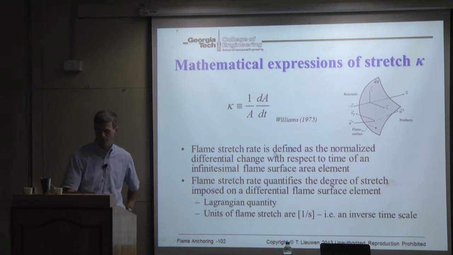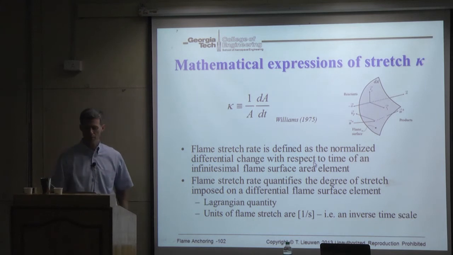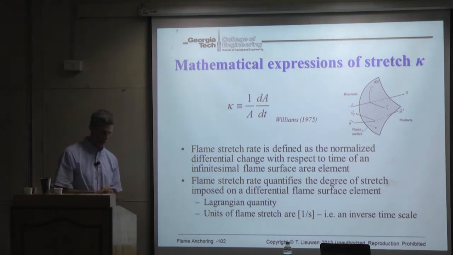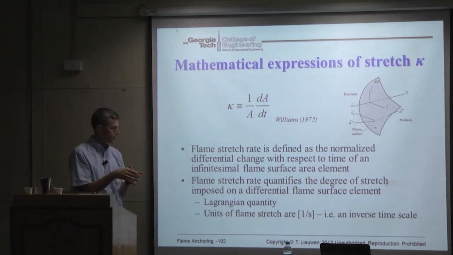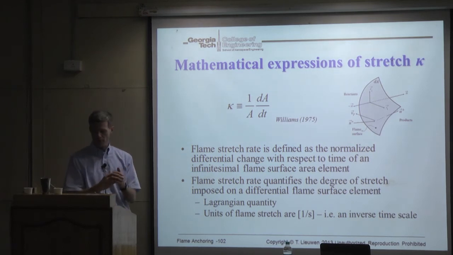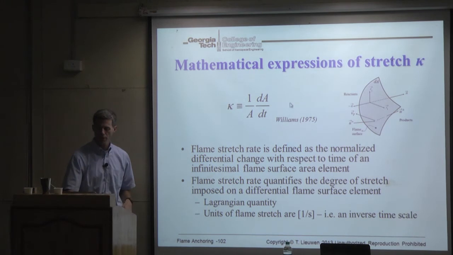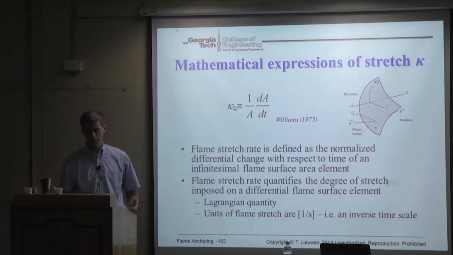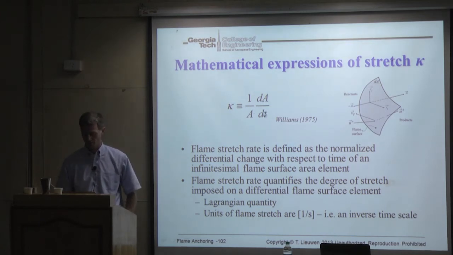It says flame stretch rate is defined as the normalized differential change with respect to time of an infinitesimal flame surface area element. So in other words, if you take a flame surface element and you just watch how that flame surface area is either pulled apart or contracted, the 1 over A dA/dt is defined as the flame stretch rate. All right, it has units of 1 over second. It's an inverse time scale. You can see that the units of area cancel, and you end up with 1 over seconds.